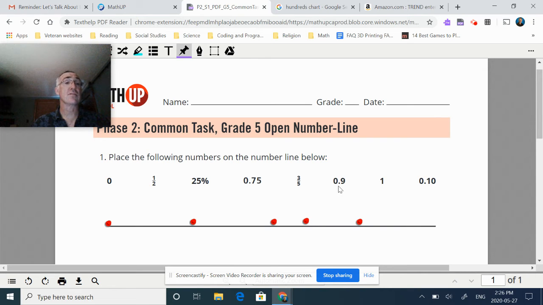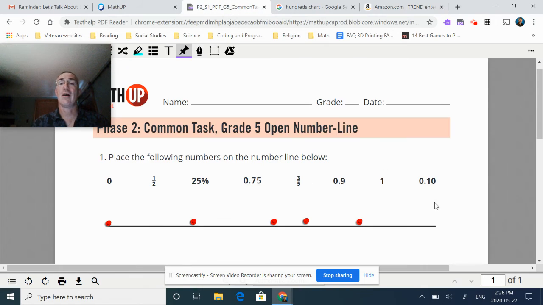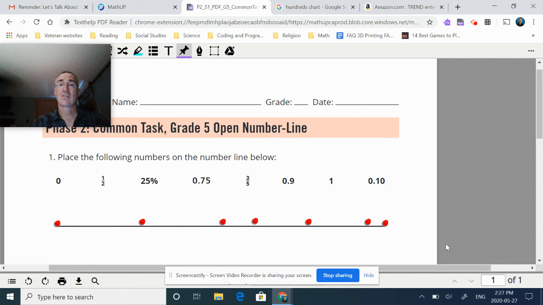9 tenths is the same as 90 hundredths. If I look at my number line, it's way down here. In fact, it's just short of that 100 mark. So I'm going to put my 0.9 over in that area. My 1, I've already established that my number line is using a value of 0 to 100. My 1 is that full value, or in this particular case, going to serve as that 100. So I'm going to put my 1 in there.